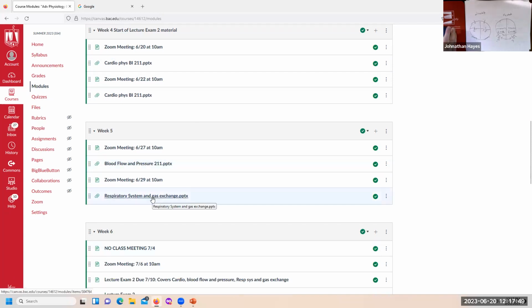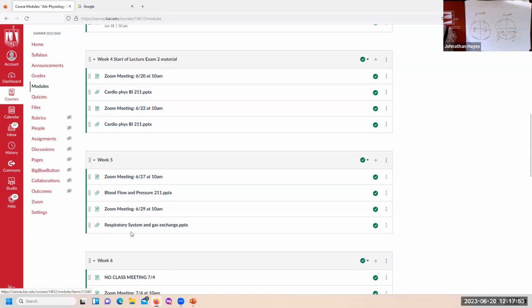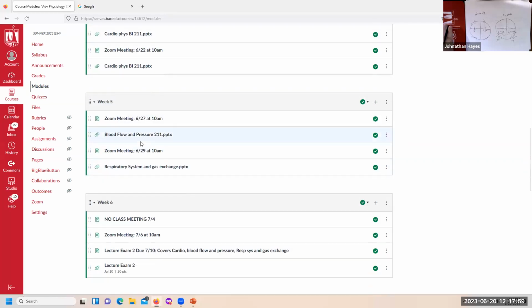Respiratory system and gas exchange should be pretty straightforward and simple. Once you have some of the tools that we gather in cardio phys, these become a lot easier. So we can even use time next week to talk more about this if you have questions. The week after that, one of the days we don't have a class meeting because of July 4th. The other day is a Zoom Q&A. So again, we can answer any questions that you want about cardio.